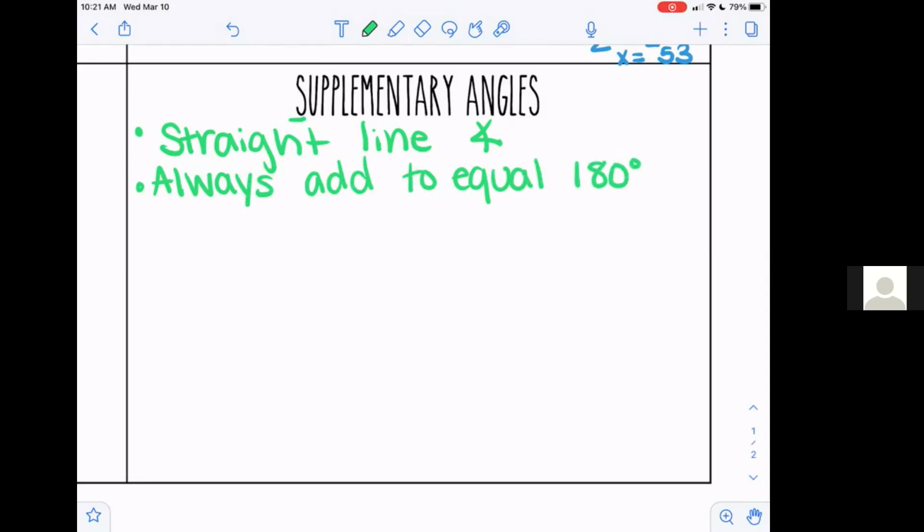I think I said 90, I meant 180. I was thinking back to those complementary angles. So supplementary always adds to equal 180. All right, so some ways you might see it.